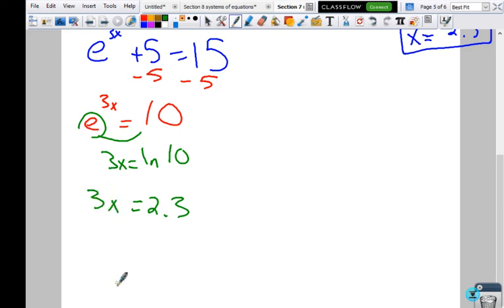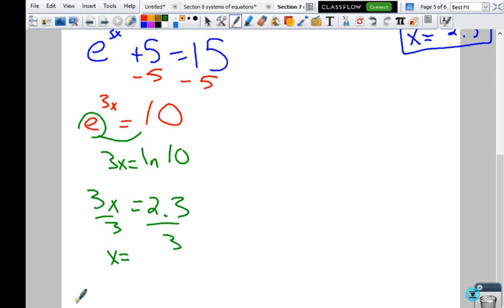Alright, 3x equals 2.3. Helena, what's my last step? Divide by 3. What do you get after you divide by 3? I think you accidentally did the 3 on top and the 2.3 on the bottom. Yeah, I need a new one.